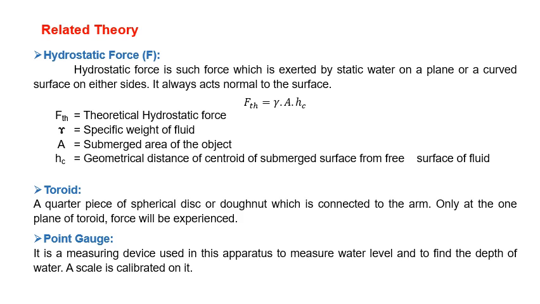So let's quickly see some relevant theory. The hydrostatic force is a force which is exerted by the static water on a plane or a curved surface, and it always acts normal to the surface. Theoretically, hydrostatic force is computed by this formula, gamma A HC, where gamma is the specific weight of the fluid, which is also written as rho g. Area is the cross-sectional area of that object or the submerged surface, and HC is the distance from the water surface to the centroid, or you can say center of gravity or center of the object or surface. Previously we have used the formula H dash to represent it. You can use either H dash or HC.